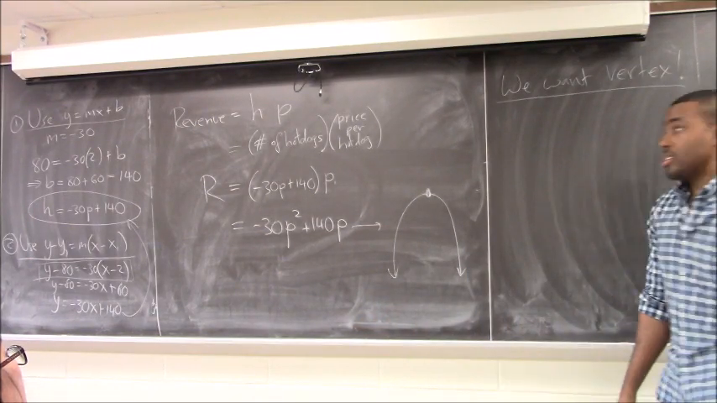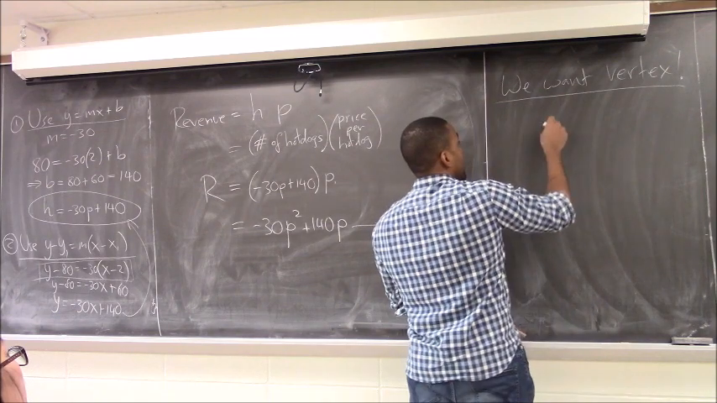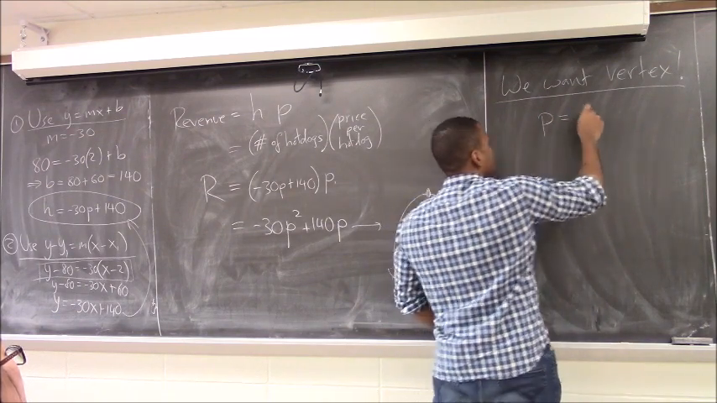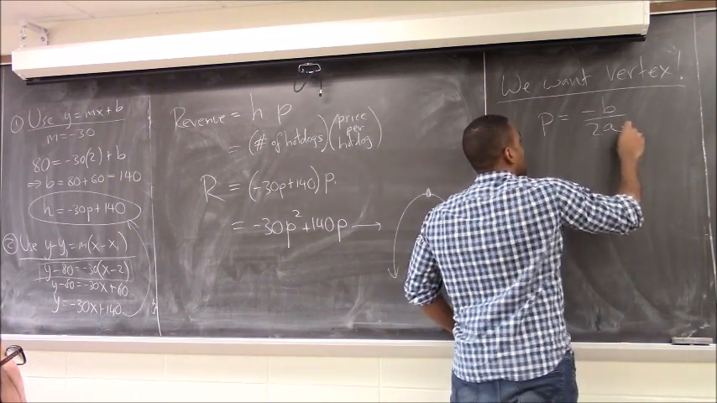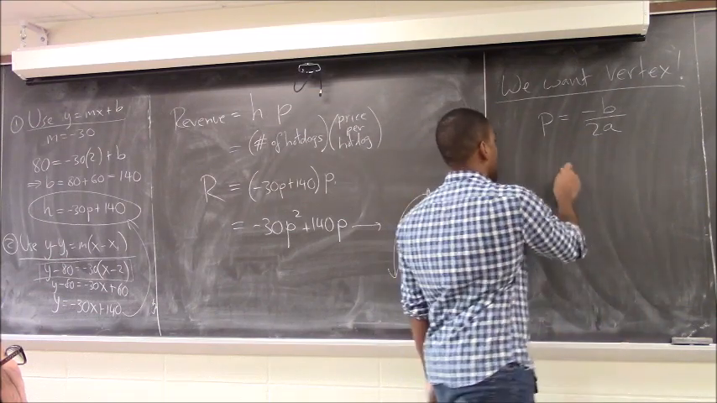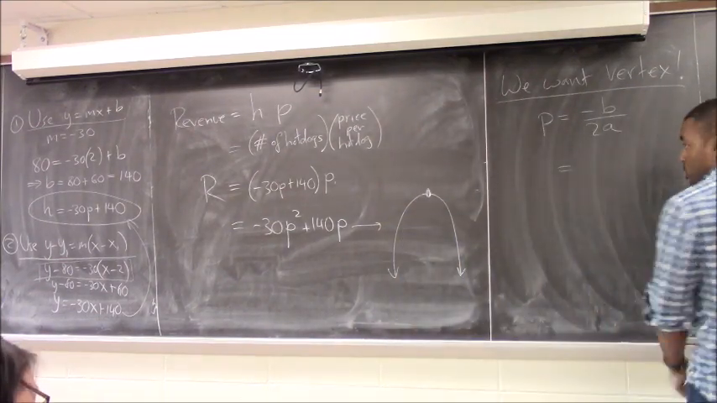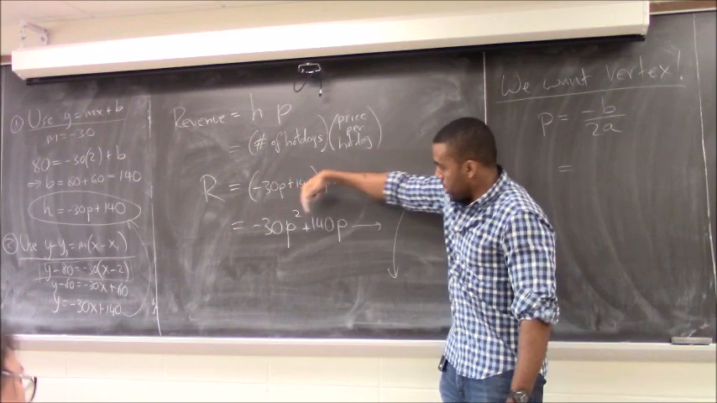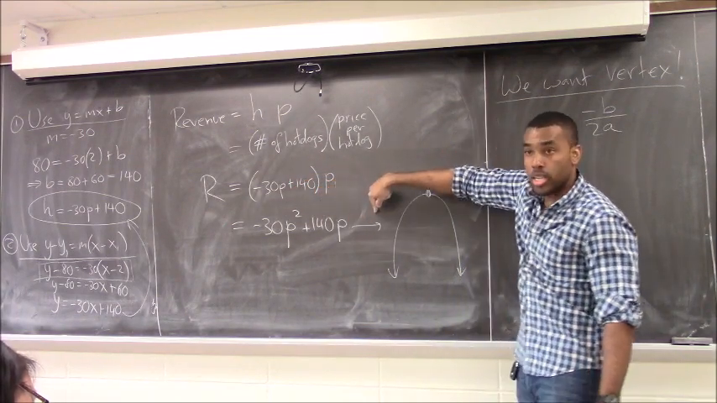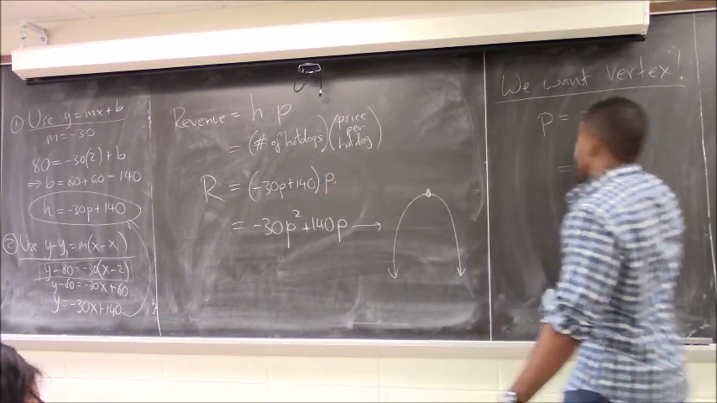Yeah, negative b over 2a. Minus b over 2a. The input for the vertex is minus b over 2a, where a is the coefficient of the square term, b is the coefficient of the linear term, and c would be the constant. In this case, c is 0, but we don't care anyway.